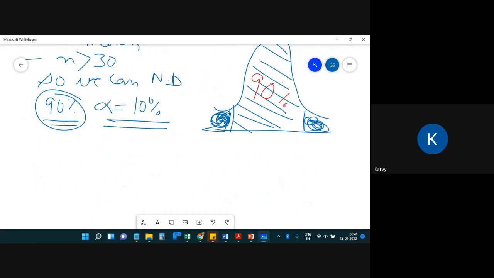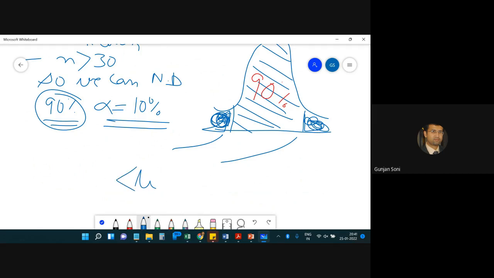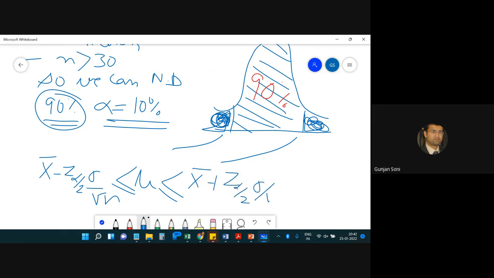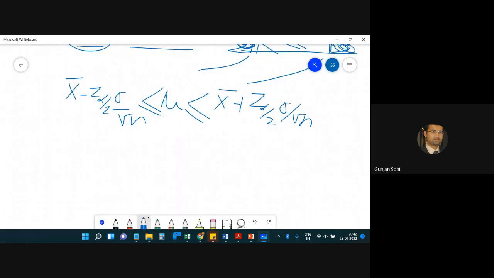Yes, sir. I want to find out the confidence interval, that is, in what range this mean is true. So this mean is true in the range x bar minus z alpha by 2 sigma by root n, and x bar plus z alpha by 2 sigma by root n. That's what I'm interested in. Now, can you find out this value quickly, all of you?